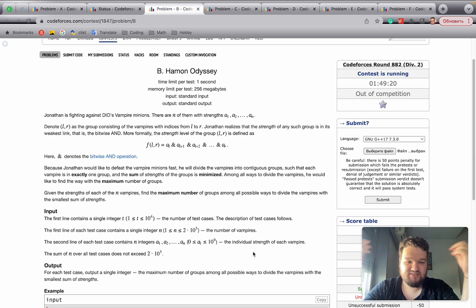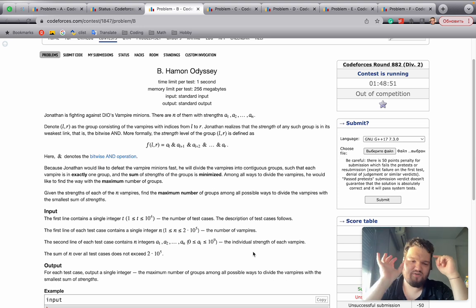So now the problem is, we are given an array, we know that the AND of all the numbers in it is 0, and we want to split it into the maximum number of segments such that the AND of every segment is 0. And here I state that we should just do that greedily.